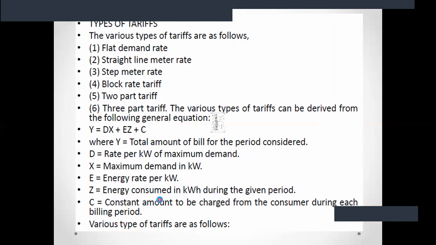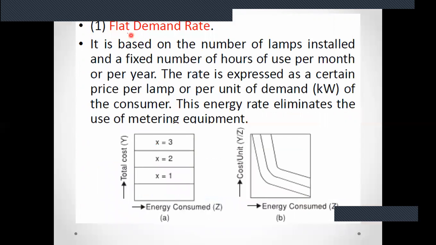Then let us see what the flat demand rate is. It is based on the number of lamps installed and a fixed number of hours of use per month or per year, and the rate is expressed as price per lamp or price per unit of demand, in kilowatt, of the consumer. This rate eliminates the use of metering equipment, so here we will not be using metering equipment.